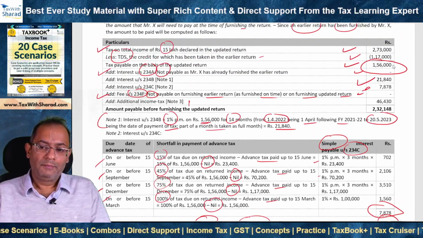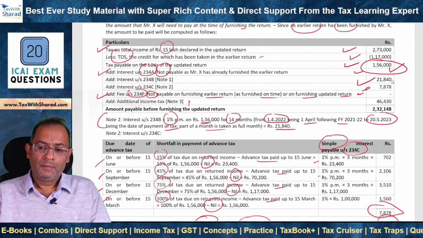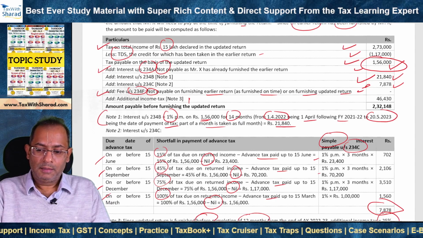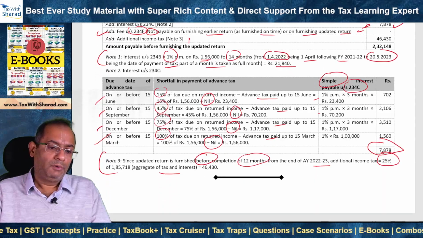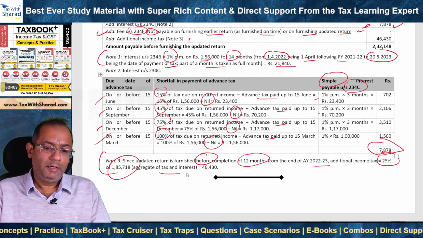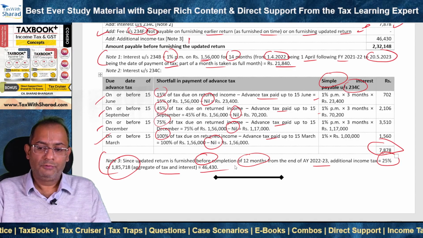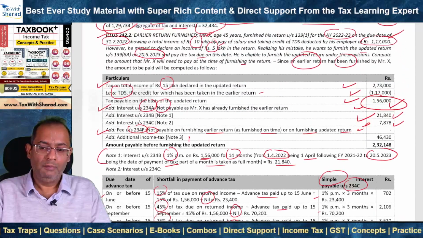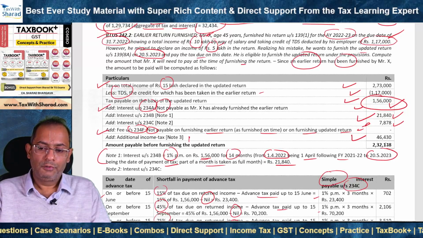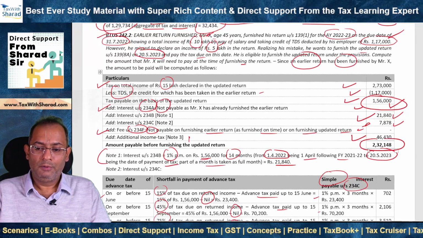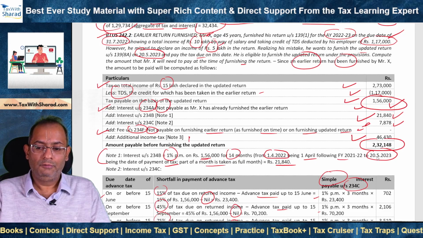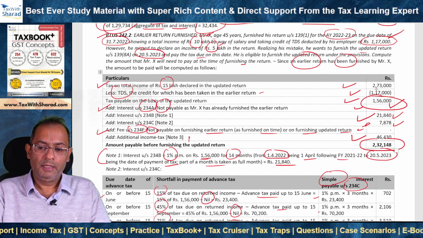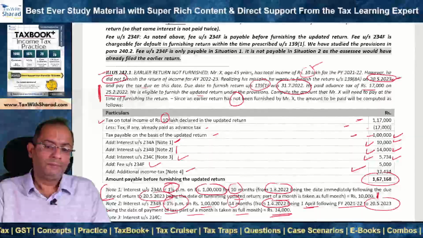Tax and interest 1,56,000, 21840 and 7878. So we will aggregate this and it will come to 185,718. 25% will come to 46430. This will be the amount of additional income tax under section 140B. So we will add 46430 and the total will come to 2,32,148, which will be the amount payable before furnishing the return of income.